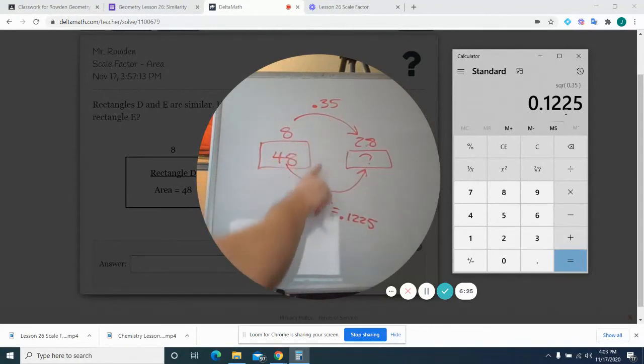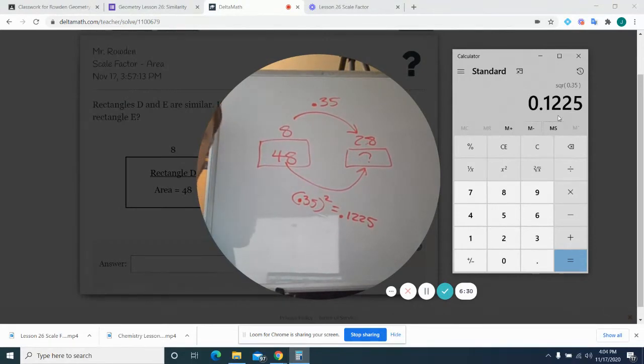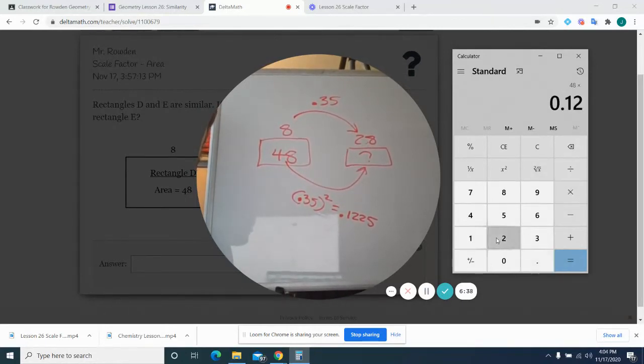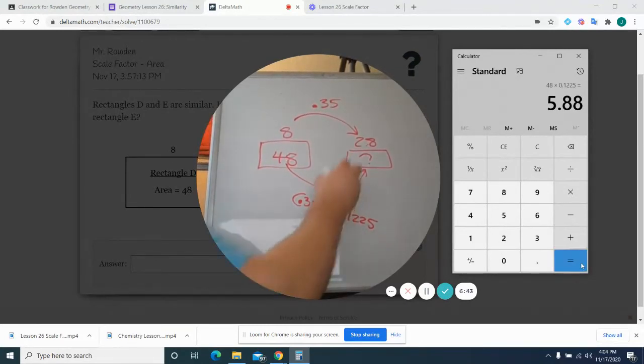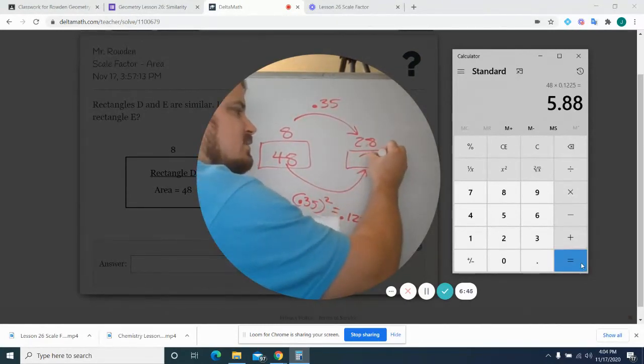So that is the scale factor for taking the area. So just take 0.35 and you square it. So then that means we need to take 0.1225 and multiply it by 48. So 48 times 0.1225, and we get 5.88. So this area right here is 5.88.